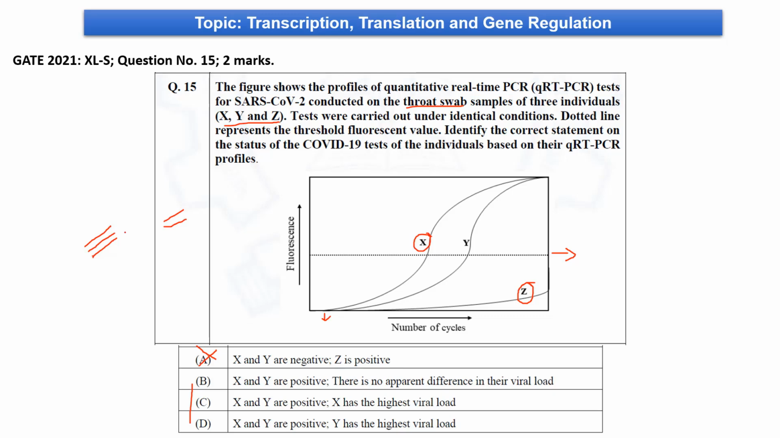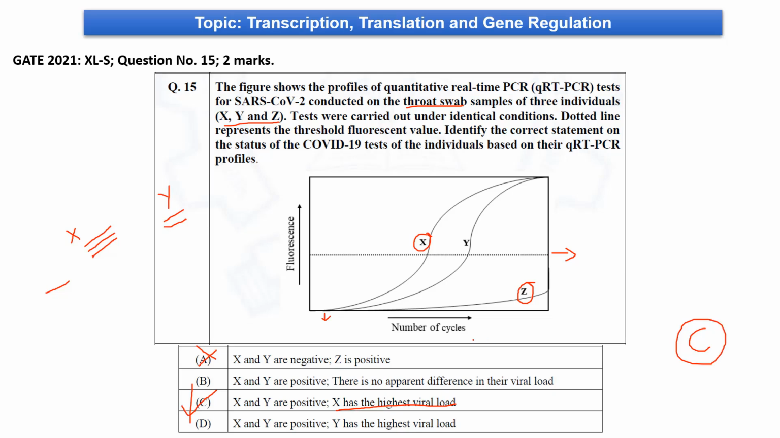Say Y had only 2 molecules and X had 3. So after the first round of replication, we'll have 6 molecules for X, and 4 molecules for Y. In that way, in every cycle, amplification will be more for X rather than Y. So X and Y both are positive, but since X has a lower CT value, that means that the starting sample was more in X, and that is why we can say that X has the highest viral load and not Y. So the answer will be C.